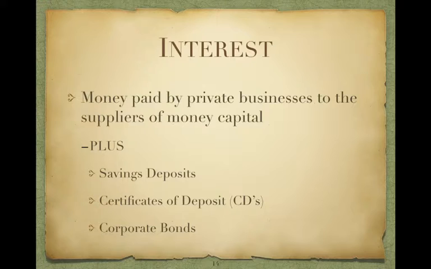Interest is any kind of money paid by private businesses to the suppliers of money capital. So this will include savings deposits, certificates of deposit, or CDs, and corporate bonds. We're going to come back and talk a whole lot more about bonds when we get to Unit 5 and look at the money market. So maybe leave yourself a note: we will come back to this later. Don't worry, we'll talk about bonds and securities more than you could probably care for once we get to Unit 5.